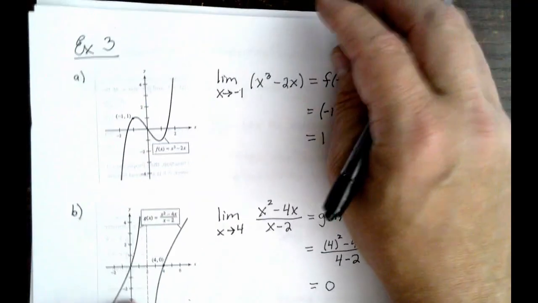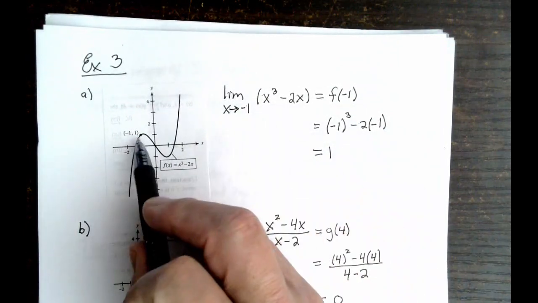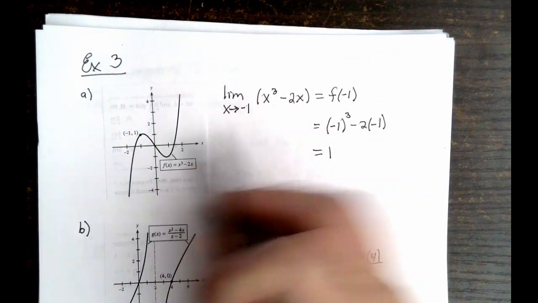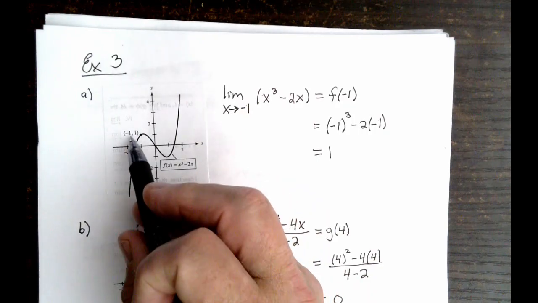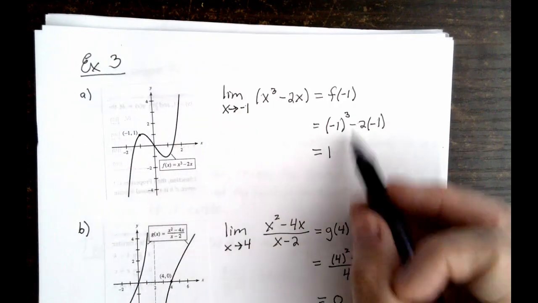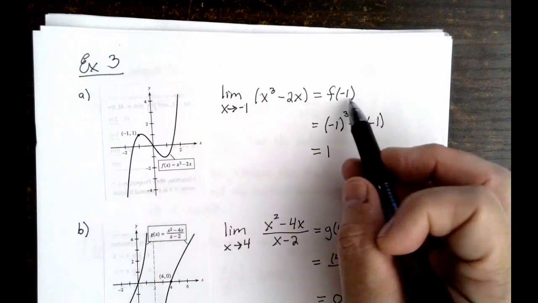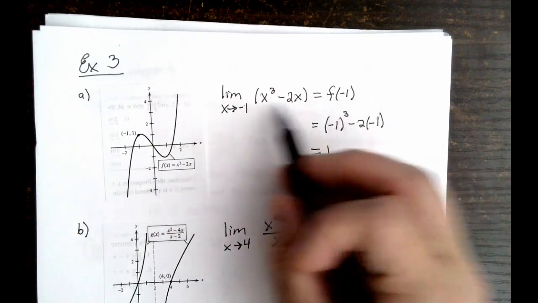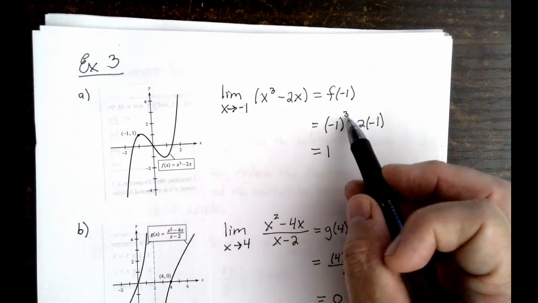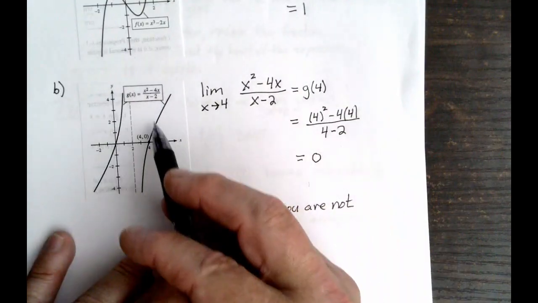So what about example 3 here? They're taking the limit as x approaches -1 of this function. This is the graph of it. If you look at this, coming at it from the left and coming at it from the right, you're approaching a y value of 1. But also, remember I said since this is a polynomial, you can just plug that number into the function itself. And when you plug -1 into this function, you get -1 cubed minus 2 times -1, which simplifies down to 1.